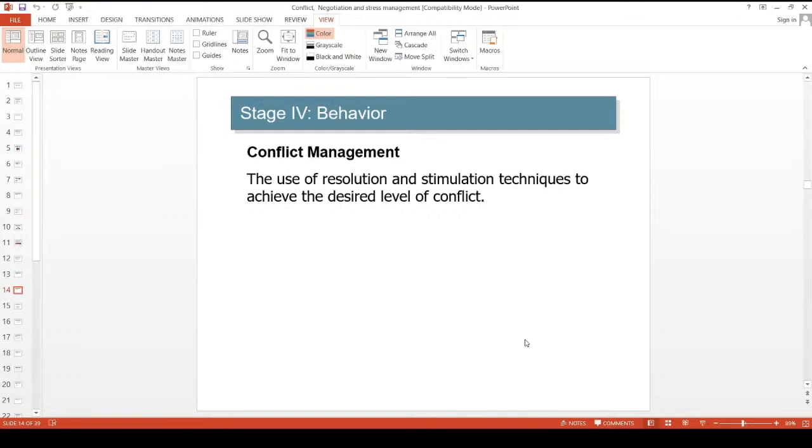Stage 4 of this conflict process is the behavior. At this stage, conflict becomes visible. Up till stage 3, the conflict is not actually happening, but we are only perceiving. The managers only perceive there may be conflict in the future, and they can plan to use the different approaches we discussed in stage 3 in order to resolve the conflict. But in stage 4, the conflict actually occurs and becomes visible.